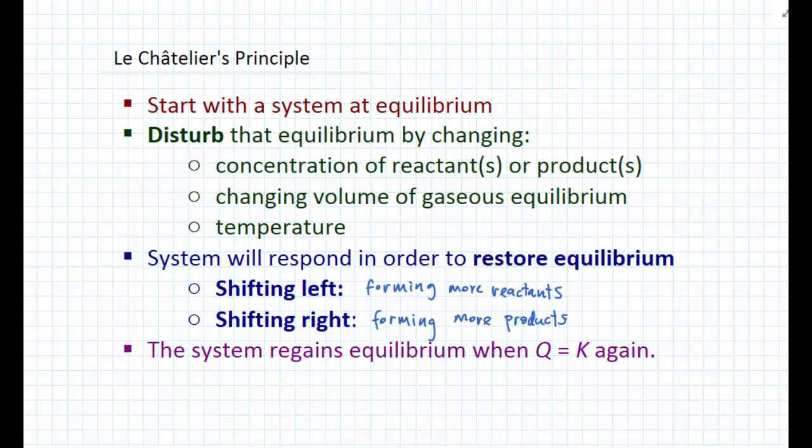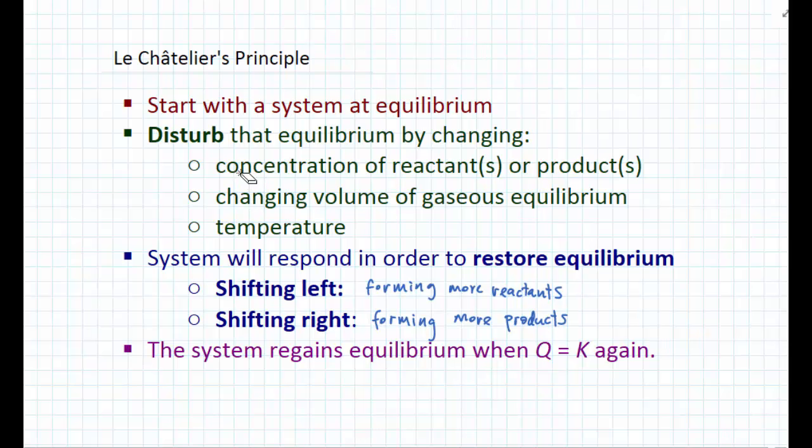more. So shifting left means we're going to make more reactants. Shifting right means we're going to make more products in order to reestablish that equilibrium. And the system regains that equilibrium when Q equals K again. So doing two of these things, doing these two things here, will change Q.